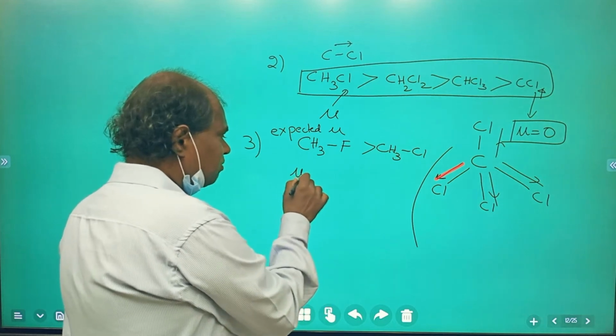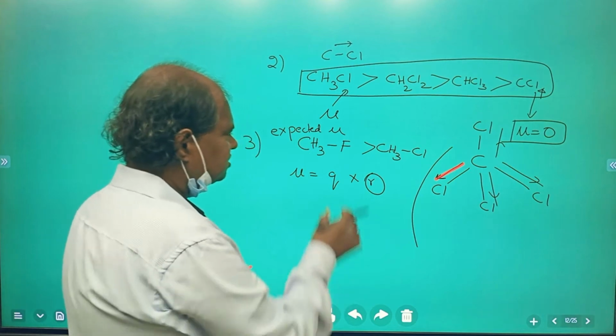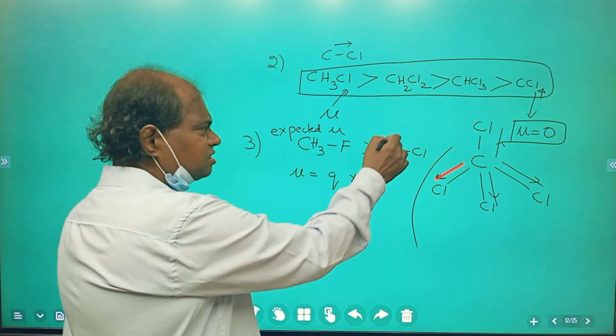But students, remember, dipole moment is not just charge, it also depends on the distance between this carbon and fluorine. Okay. Now, distance wise, if you see, this is more.